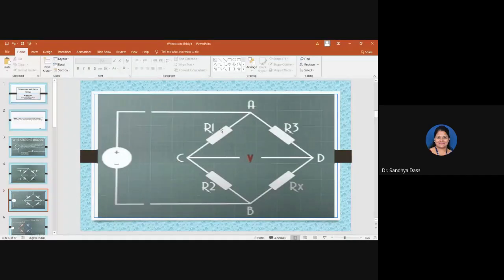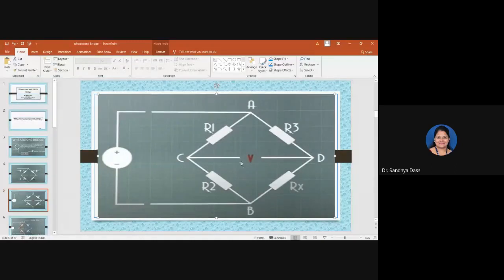That means the resistors connected in this configuration are all of the same value. Only when all are of the same value, or if their ratios are the same, that is, the ratio of these two resistors and the ratio of these two resistors are the same, will the bridge be in balanced condition. Then the current flowing in this path will be 0, or the potential at this point will be equal to the potential at this point. I will explain all this using equations. So we will check for the balanced condition of the bridge.